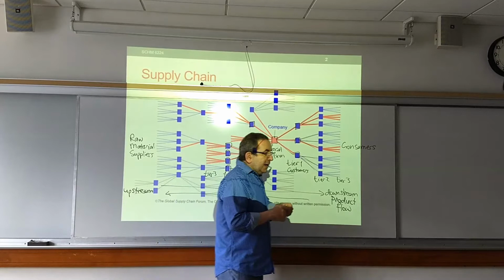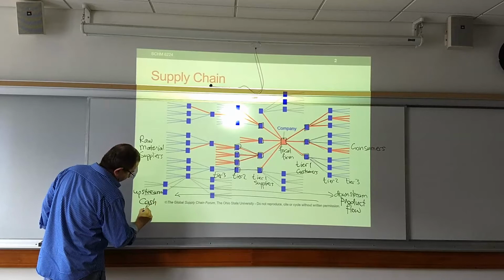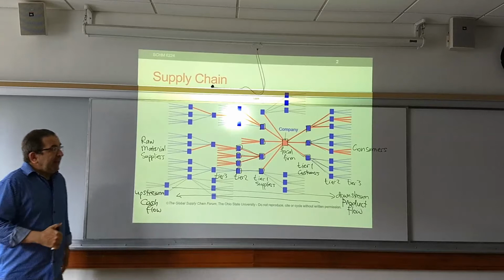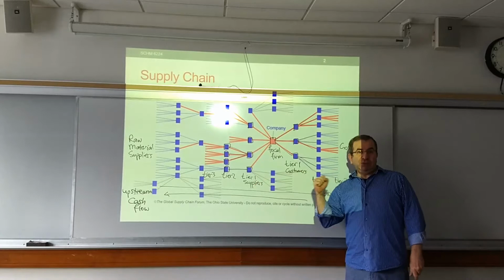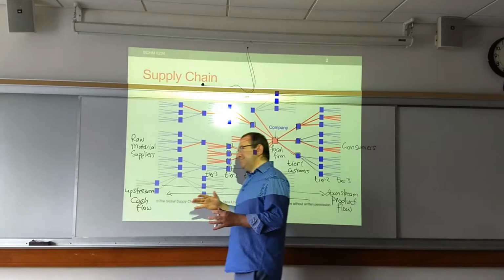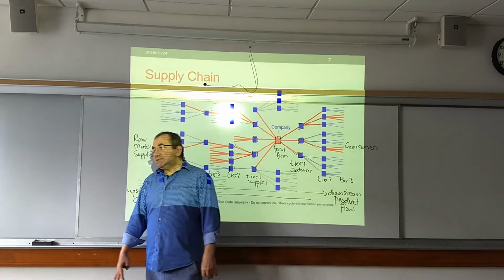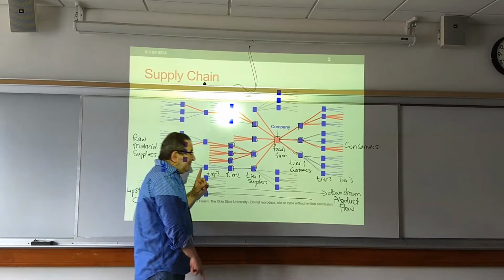And what flows in the opposite direction is cash. So cash flow. So there are these two flows in this supply chain. And since we're in business, we like cash. We want to maximize our cash flows. And products are kind of costly, so we want to minimize the product flows. So the goal of supply chain management is to maximize cash flows while minimizing product flows.